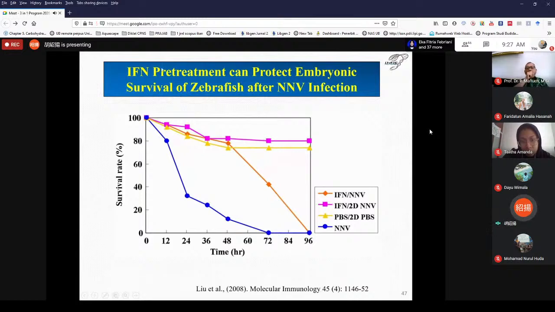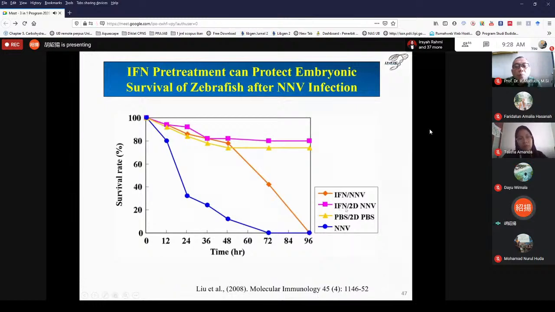Here we also did a challenge test in zebrafish. You see here, if only NNV infection, survival is low, the blue line here. And if you just inject PBS, it's a control, that's the pink color. And if we inject NNV and interferon at the same time, it has no function. The fish also die after just 2 days.